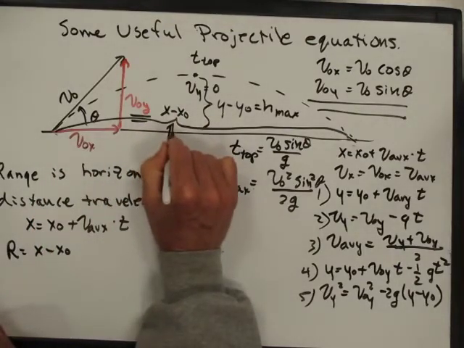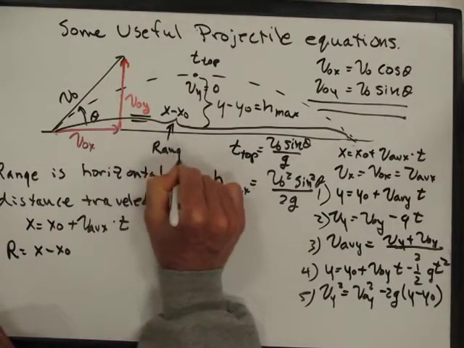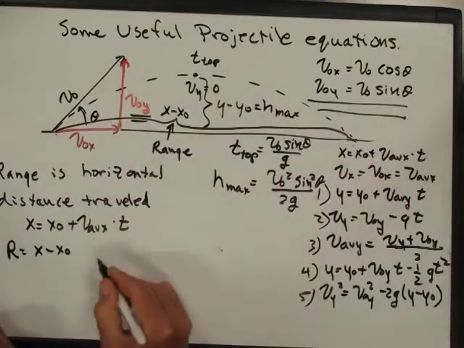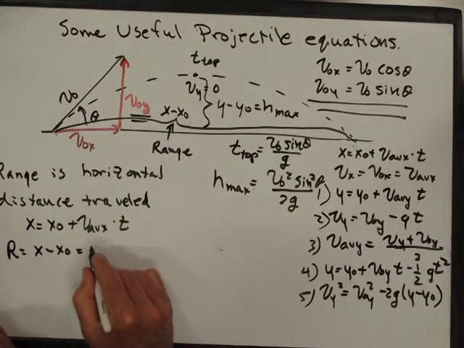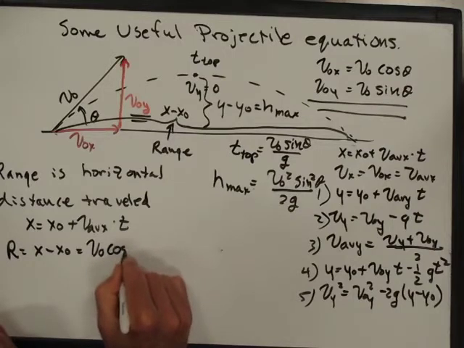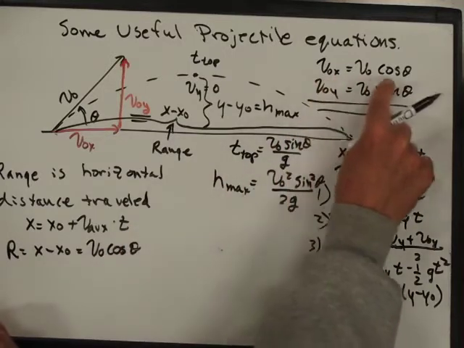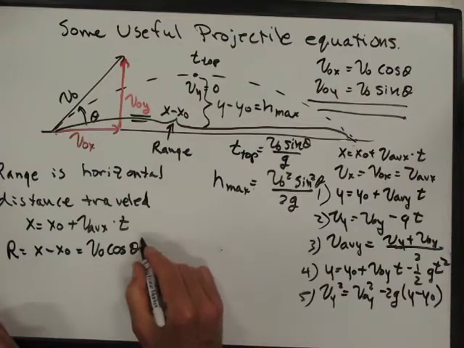This is the range during its whole flight, right? And that's equal to, so v average x is the same thing as vx is the same thing as v naught x, and so that's just v naught cosine theta, right? V naught x is just v naught cosine theta times the time.